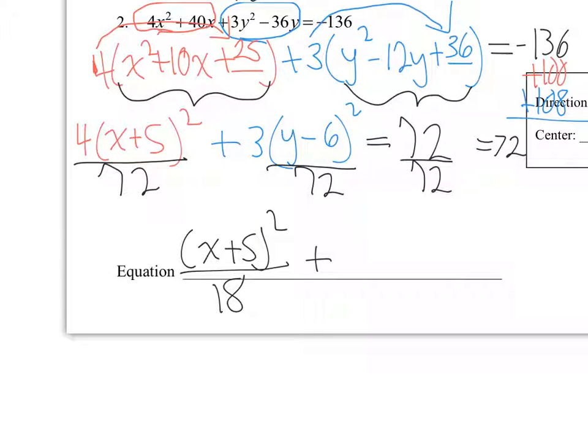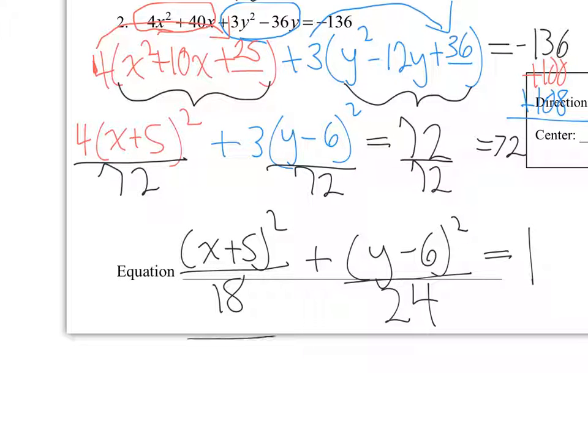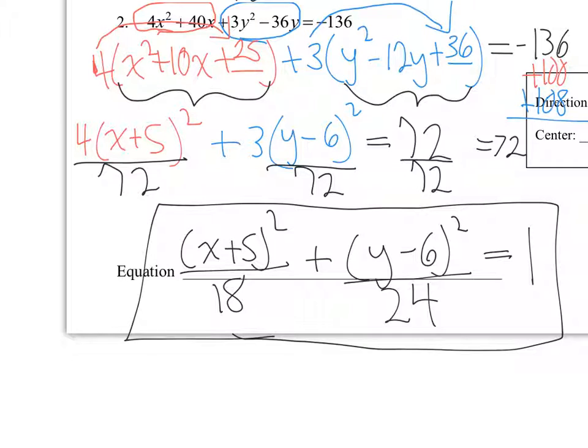So that is going to give us y minus 6 squared over 24, and that is going to equal 1. So this is our final answer. The only thing we had to do extra this time with ellipses is divide in order to get 1. 72 divided by 72 equals 1. That's the only thing extra we have to do. And notice now we have the equation.